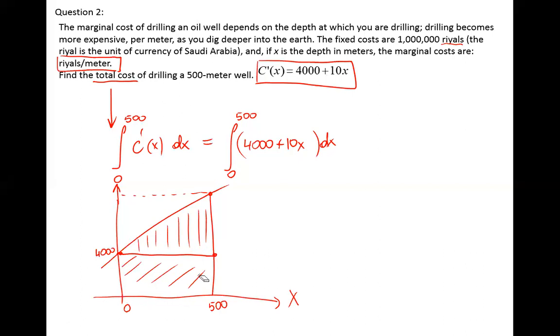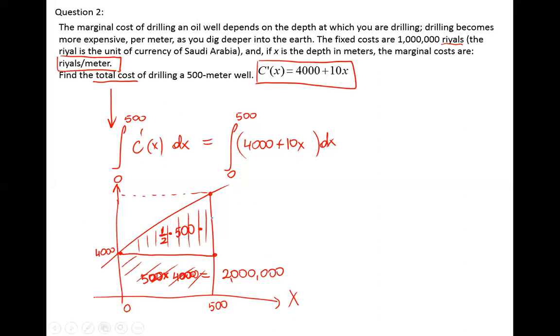One more time, base times height, 500 times 4,000. 5 times 4 is 20, and we count zeros: 1, 2, 3, 4, 5. That means I got 2 million. Of course, these are big numbers. Now I have to find the area of this triangle, which is 1/2 times the base. The base is the same as for the rectangle, 500. And I have to find the height.